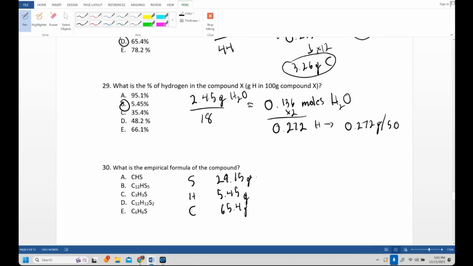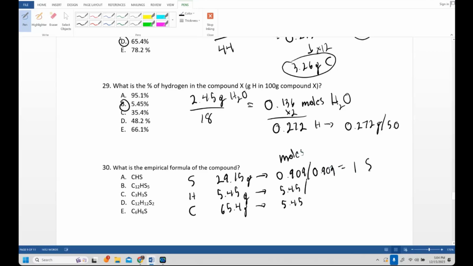These are all grams. We can convert them to moles. So 29.15 divided by 32.06 is 0.909 moles. The grams to moles for 5.45 grams of hydrogen is about 5.45 moles. For carbon, 65.4 divided by 12 is, again, 5.45. So now we have the moles of each one. I'll put moles up here. We're going to divide by the least amount of moles, which is 0.909. That equals 1 sulfur.